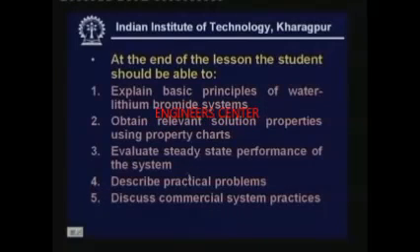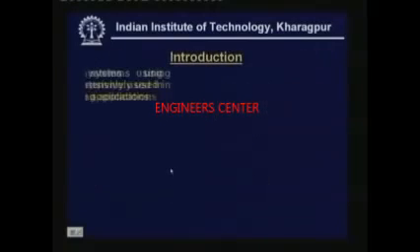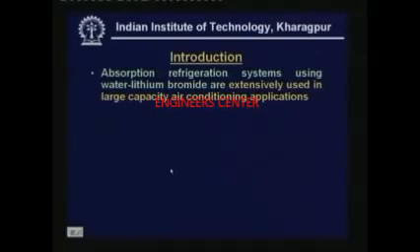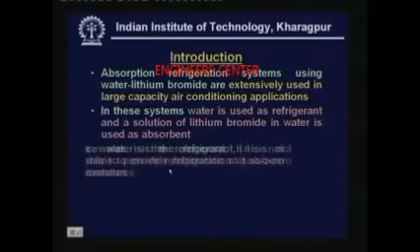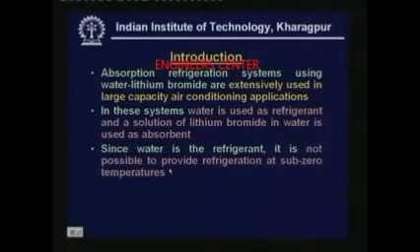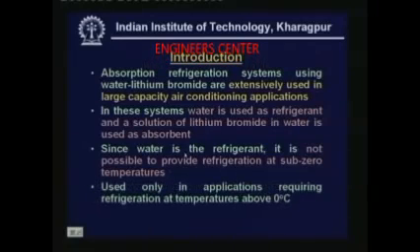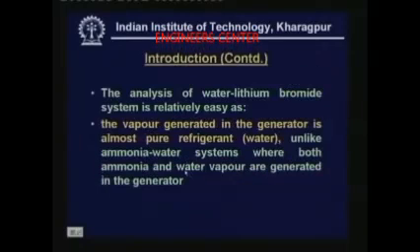System practices. Let me give a brief introduction. Absorption refrigerant systems using water lithium bromide are extensively used in large capacity air conditioning applications. In these systems, water is used as refrigerant and a solution of lithium bromide in water is used as absorbent. Since water is the refrigerant, it is not possible to provide refrigeration at sub-zero temperatures. As a result, these systems are used in applications where the refrigeration temperature is above 0 degrees centigrade.